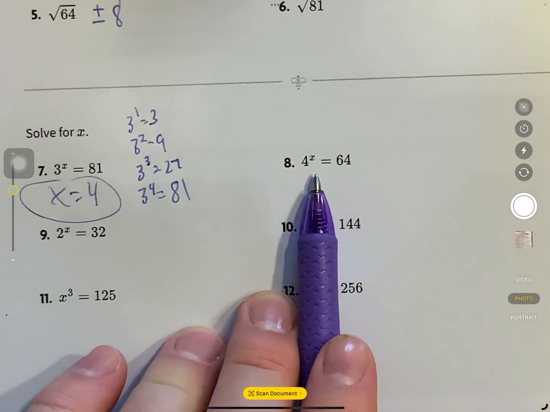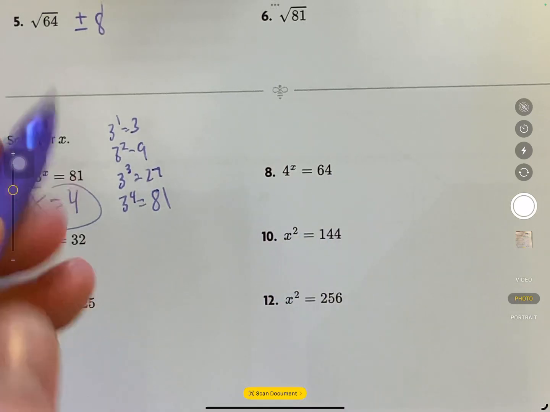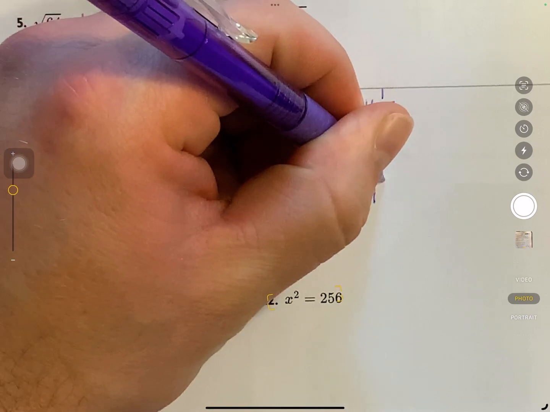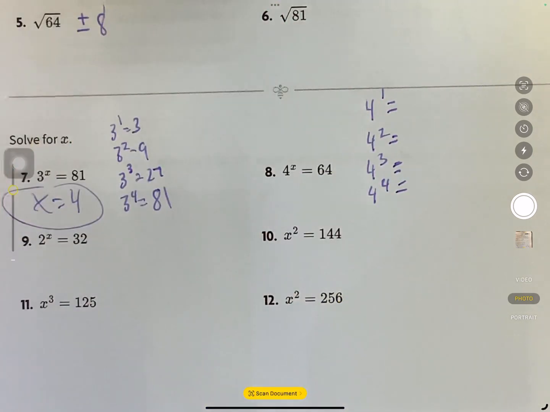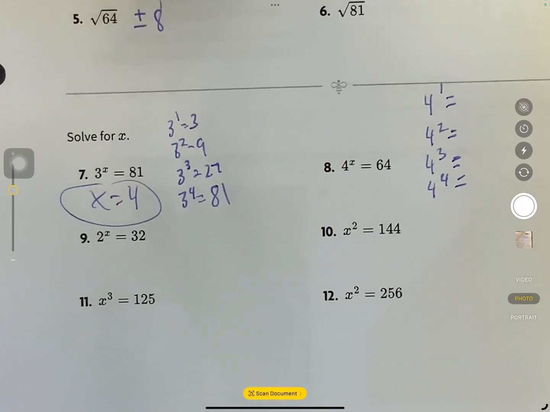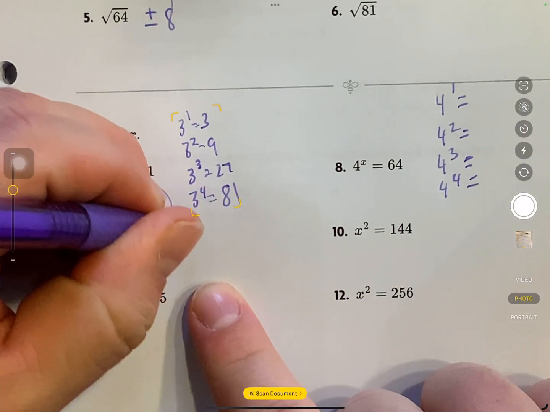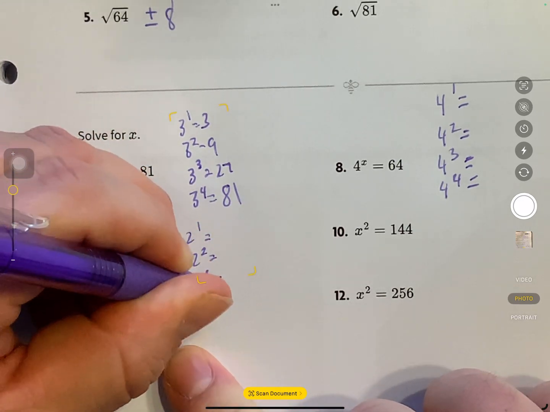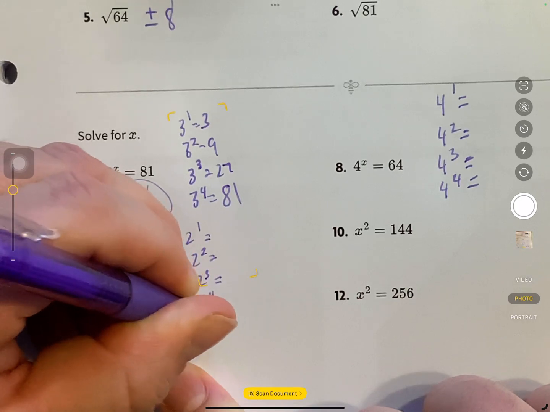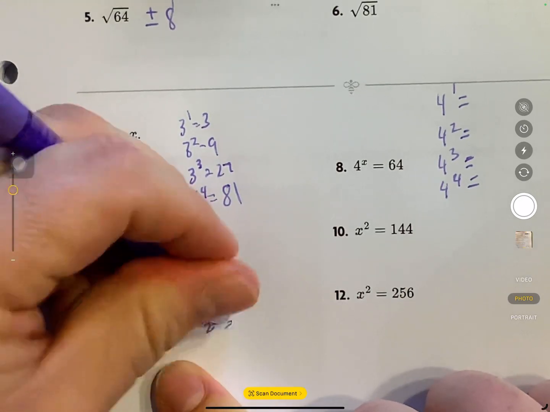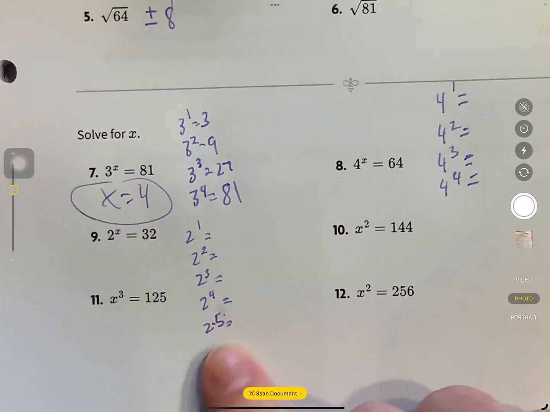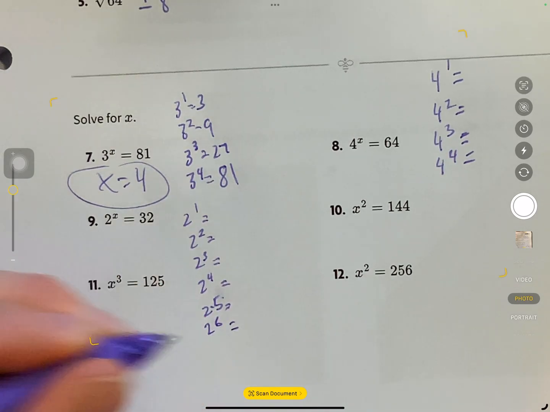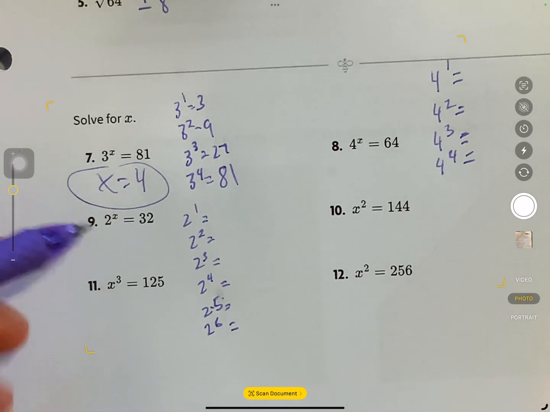How about this one? 4 to the power of what is 64? I'll let you try this one on your own. I'm not going to write the answers down, but I will write this down, and you fill in the blanks and then match the one accordingly. Same with this one. I'm not going to do it for you, but 2 to the power of 1, 2 to the power of 2, 2 to the power of 3, 2 to the power of 4, and 2 to the power of 5. That's a 5. And then you can figure out 2 to the power of 6. Just figure out all those and match it.